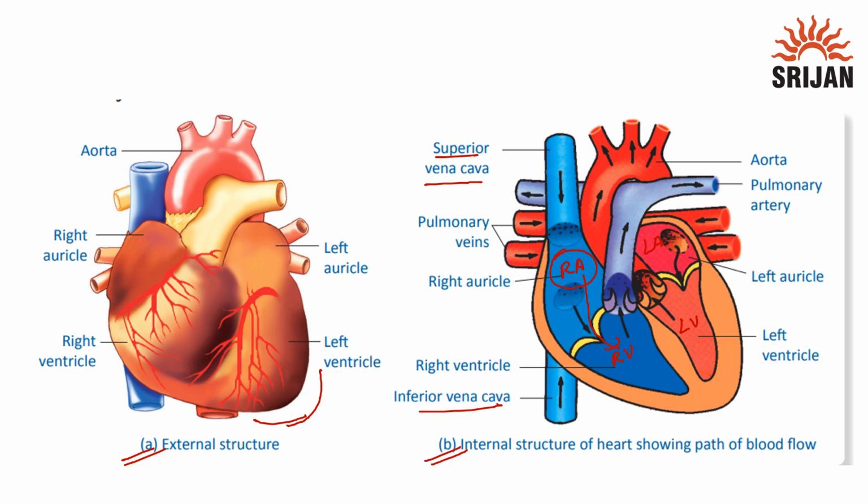From right ventricle, it will move to pulmonary artery, and from pulmonary artery, it will move to lungs. In lungs, deoxygenated blood will get converted into oxygenated blood, and through pulmonary veins, it will reach left atrium. From left atrium, it will move to left ventricle, and from left ventricle, it will move to aorta, and from aorta, it would be supplied to entire body.